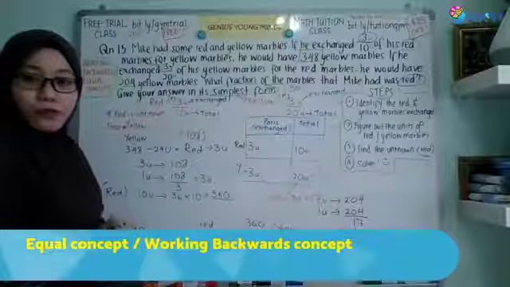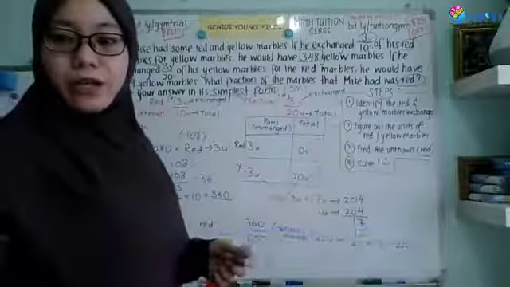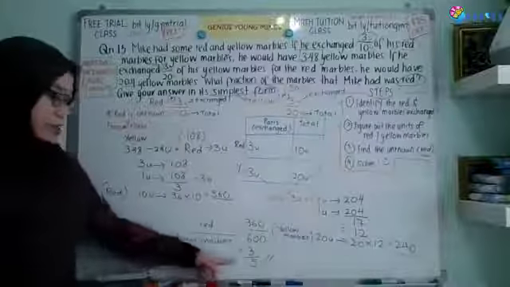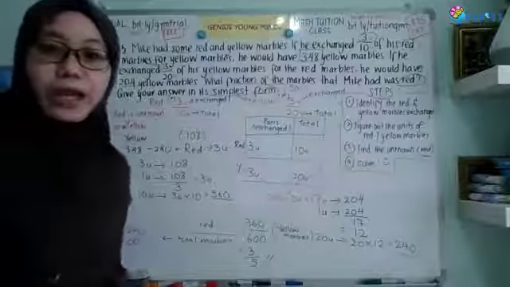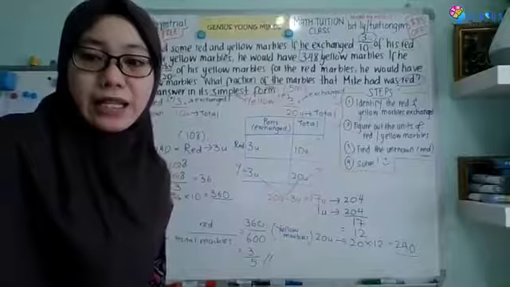3 out of 5. Okay, I will hide this so you can see. You can see that this is 3 out of 5. I hope you can see this clearly.